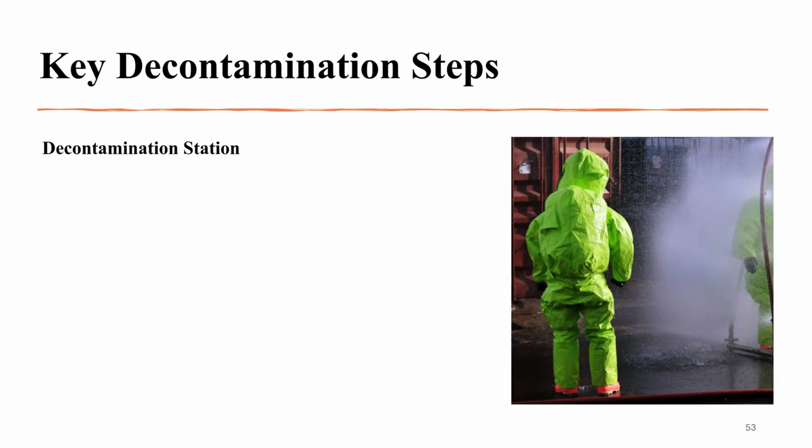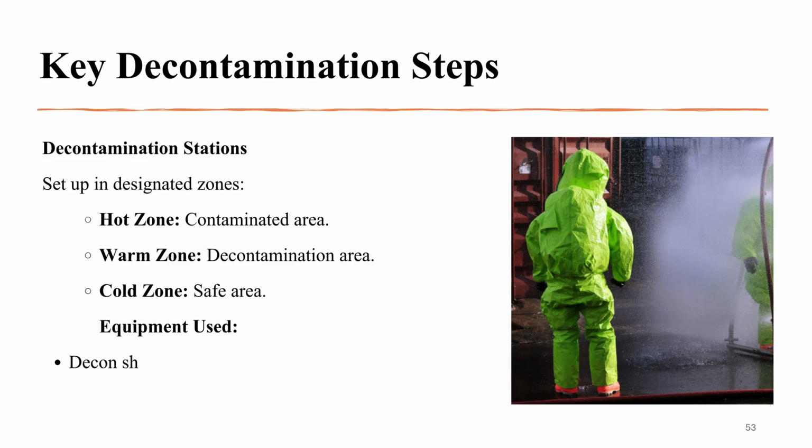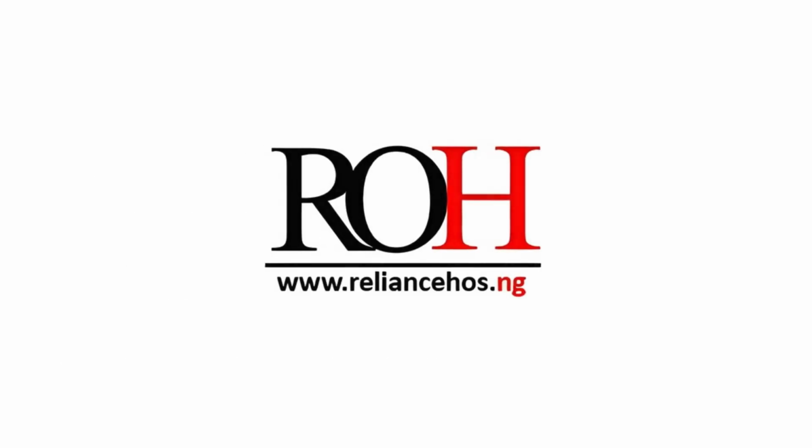Key decontamination steps. Decontamination stations set up in designated zones. Hot zone, contaminated area. Warm zone, decontamination area. Cold zone, safe area. Equipment used: decon showers, absorbent pads, neutralizing agents, scrub brushes, disposal containers.